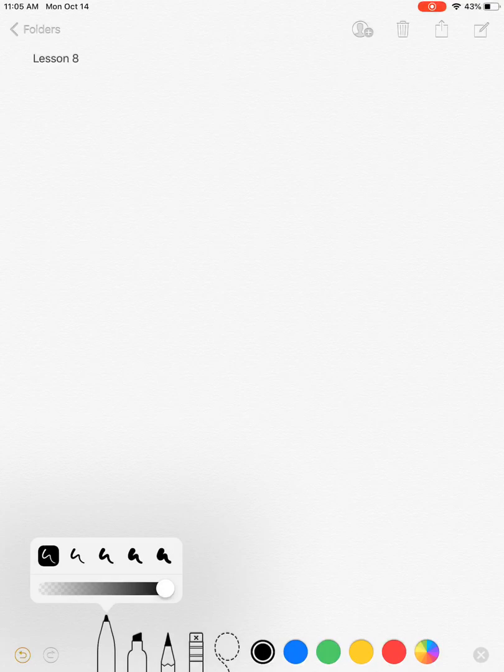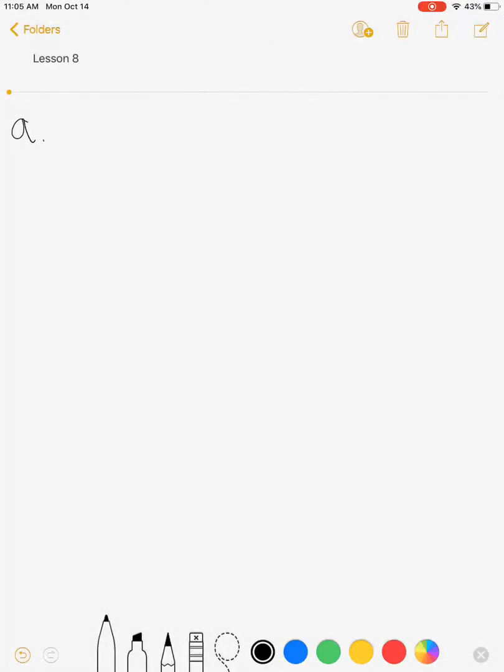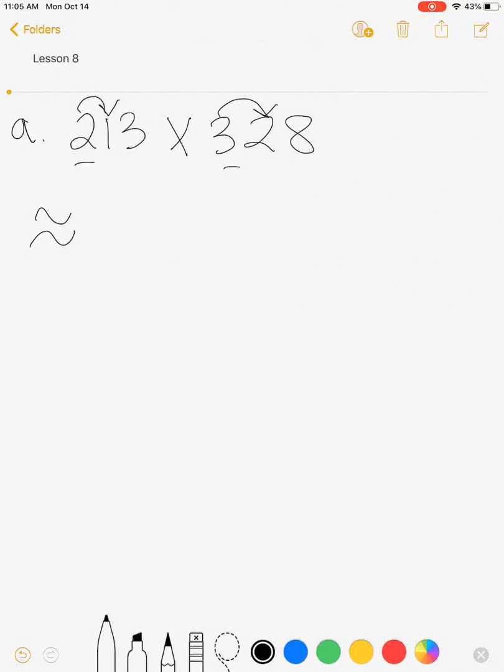So let's start with A. You need to do your work while I do mine. So 213 times 328. And when we round, or estimate, we need to round to the nearest hundred. So when we round to the nearest hundred, we underline the hundreds place, look to the right. 4 or less, let it rest. So 213 is going to round to 200, and 328 is going to round to 300.